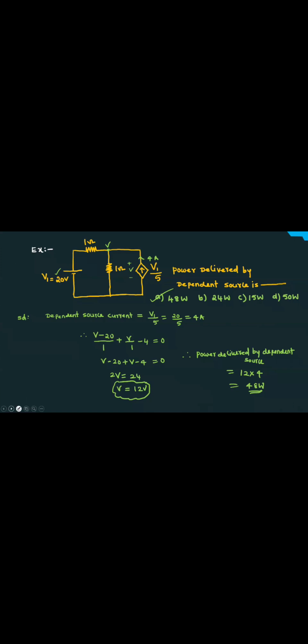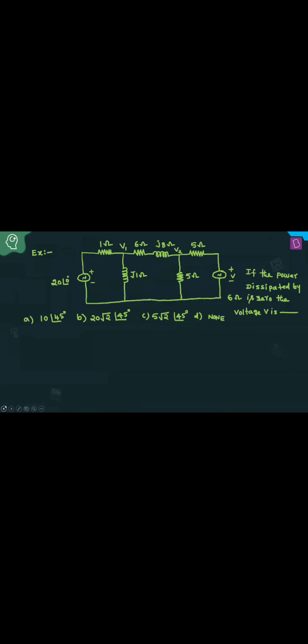Yes. So one more question. Can anybody answer this? If the power dissipated by 6 ohm is 0, the voltage V is dash. In this circuit, the power dissipated by the 6 ohm is 0. Then you find the voltage V. That is this voltage you have to find. Apply the condition. What condition is given? Power dissipated by 6 ohm resistor is 0.